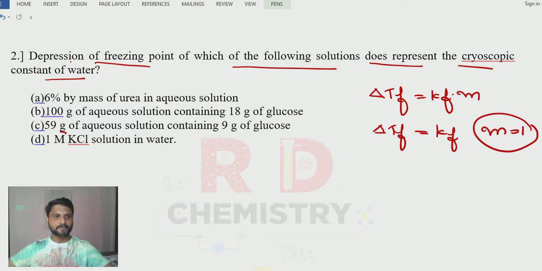Option number 4, this is capital letter M. This is the molarity. One molarity may not be equal to one molality, correct? They are not equal to each other. Okay. Now your answer is option number C.